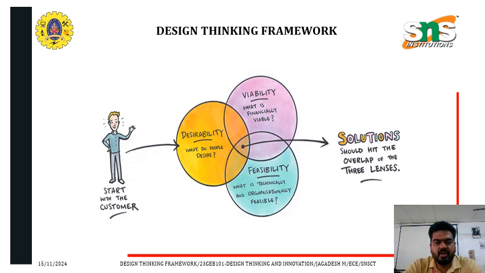So in the design thinking framework, as we know, the solution lies in the center of desirability, viability, and feasibility. So what is desirability? That means what do people desire. And what is viability? What is financially viable. And what is feasibility? What is technically and organizationally feasible. So the solution should hit the overlap of these three lenses.